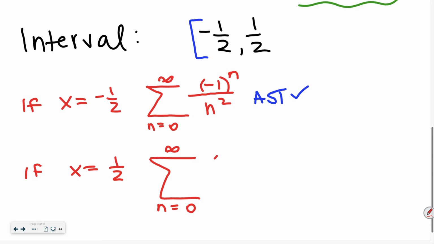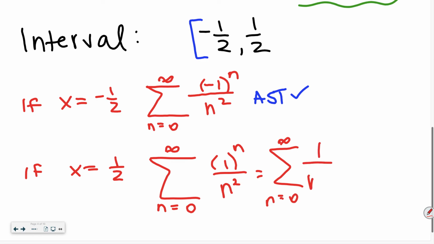We have 1 to the n over n squared. What's 1 to the n? 1. That is 1. So this really is now a p-series, 1 over n squared. It's a p-series that does what? It converges. P series, check mark. Wait, p is greater than 1, what?